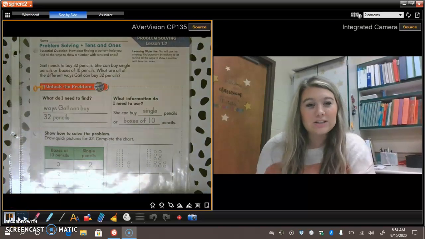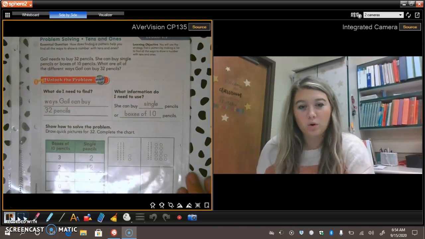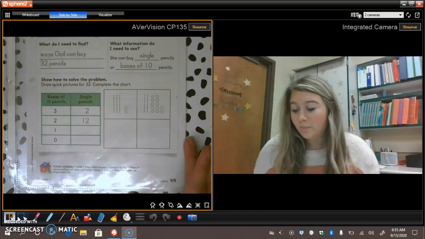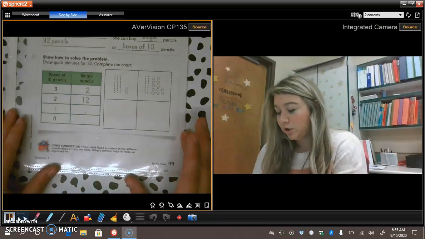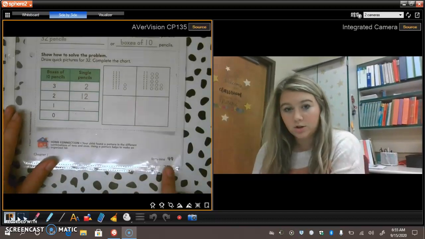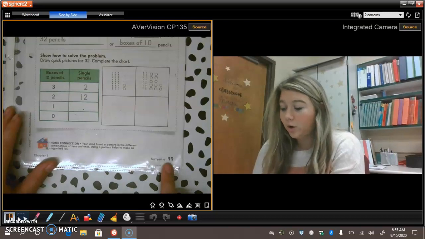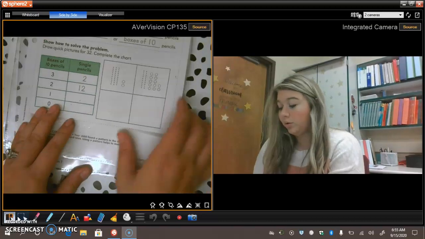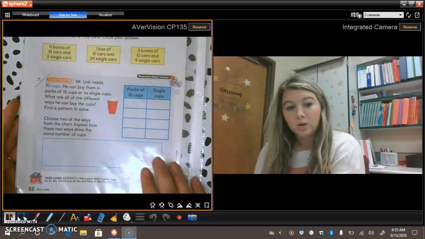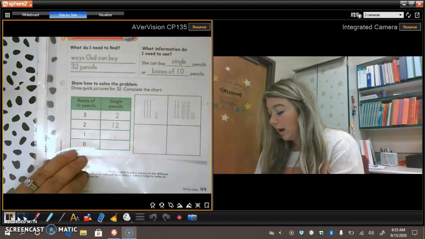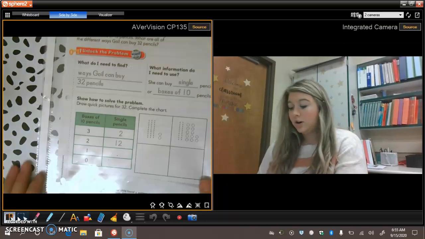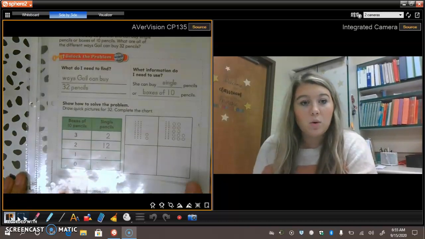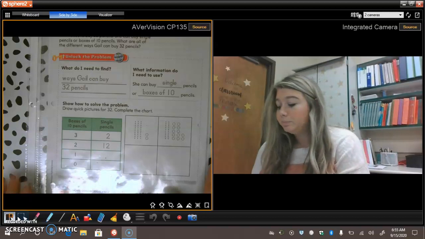Hello, second graders. Today I'm going to work with you to work through our GoMath workbook pages. So we are going to start on page 49 of your GoMath textbook, and then we are going to work all the way through page 52. So we do pages 49 and 50 together, and you will complete pages 51 and 52 by yourself.